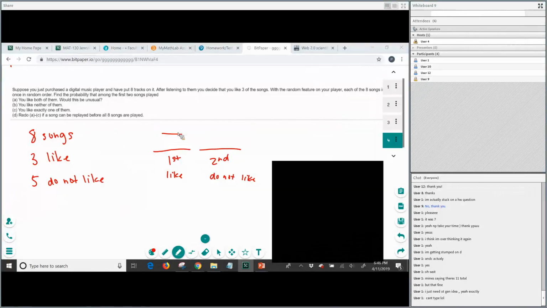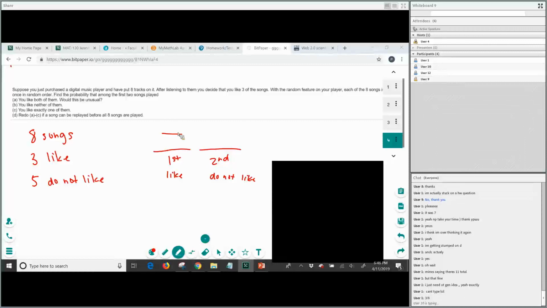So for the first song, I want to like the first song based on the way I set this up. So what would be the probability that I like the first song? For the first song, how many songs do I have to choose from? Yeah, it's 3 out of 8. There's 3 that I like out of 8 total, right?